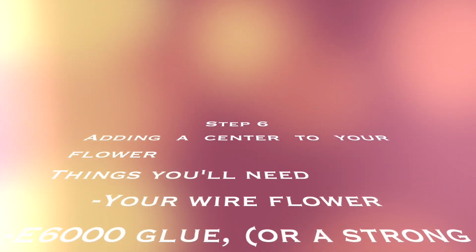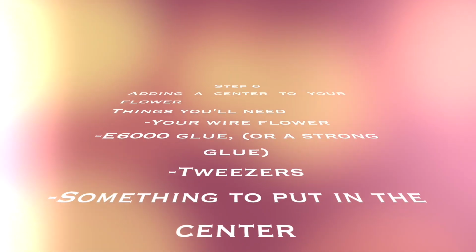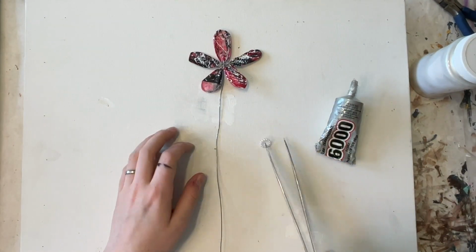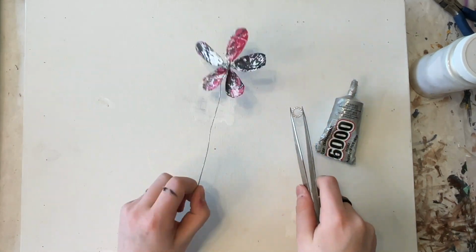Moving right along, we will be on step 6, adding the center to your flower. You'll need your wire flower, E6000 or strong glue, tweezers, and something to put in the center.